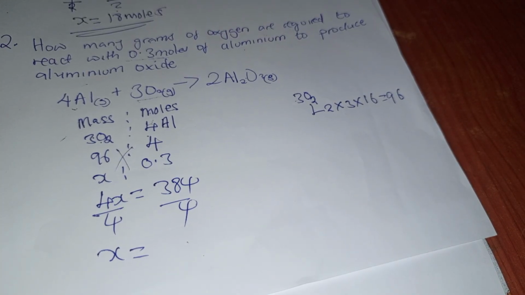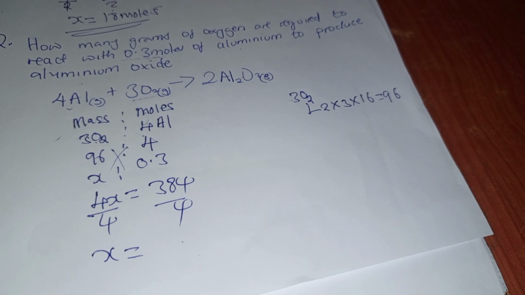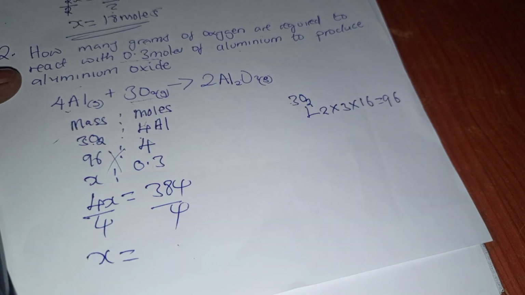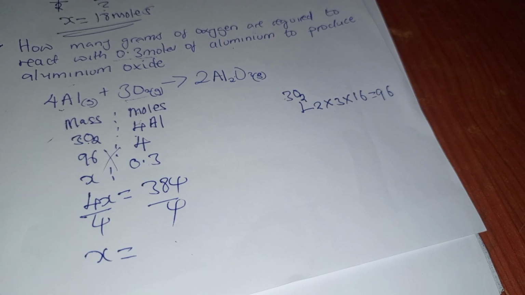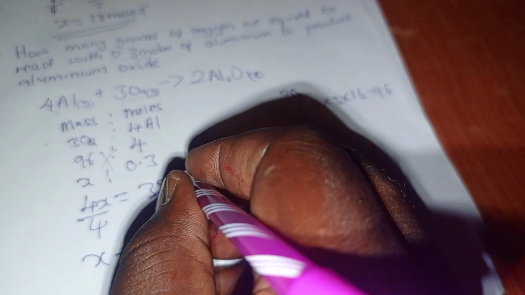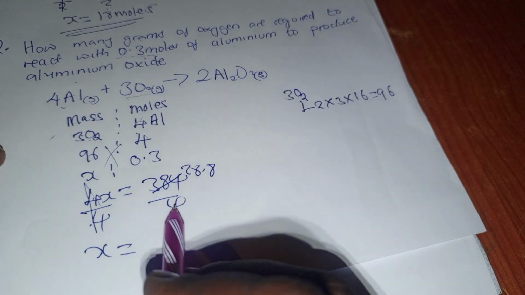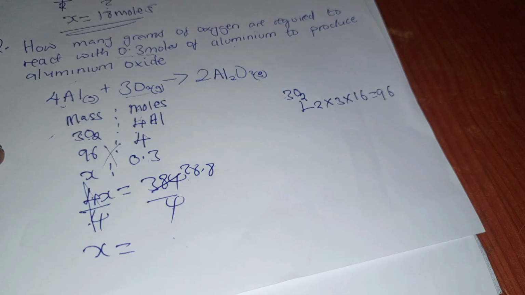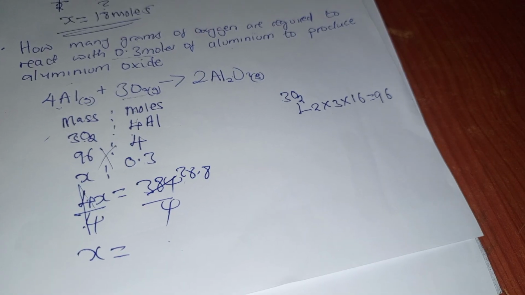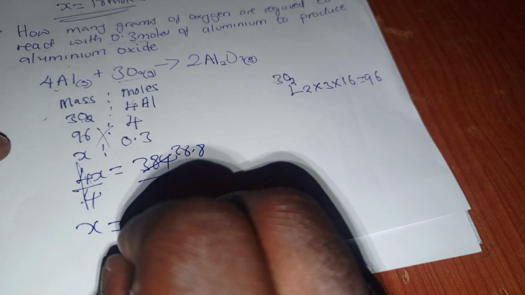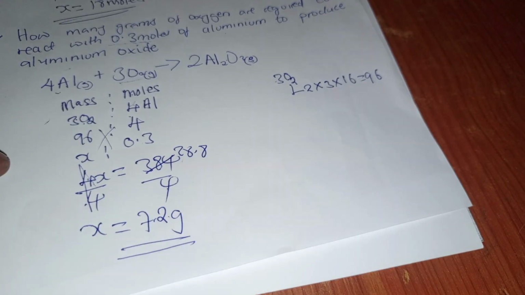So I'll get 96. Okay, I've made a mistake here. On the multiplication part, I'm supposed to multiply this times this. So 96 times 0.3. The answer I'm getting is 28.8. So here it is supposed to be 28.8 like this. Okay. Then from here I divide by 4. This and this cancel. So 28.8 divided by 4, the answer I'm getting is 7.2. So I have 7.2, which is grams, because I'm finding mass.